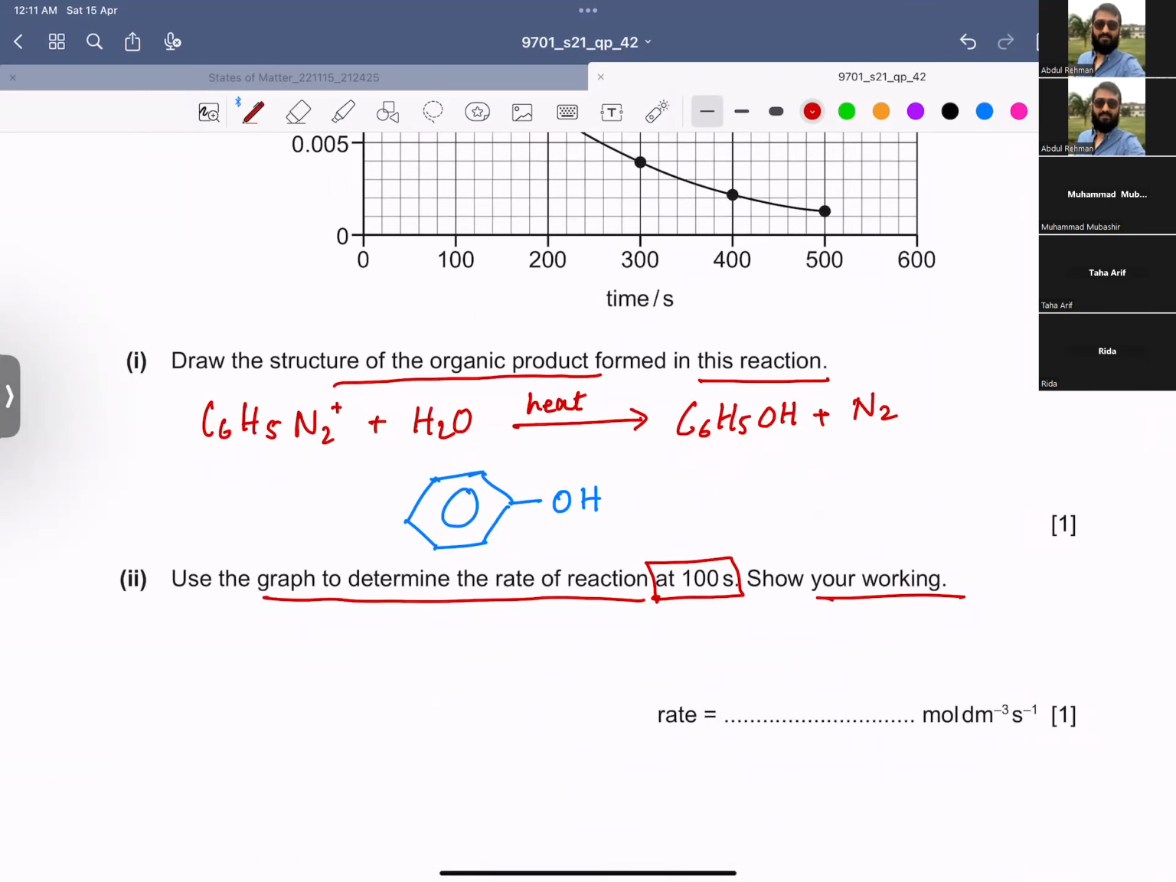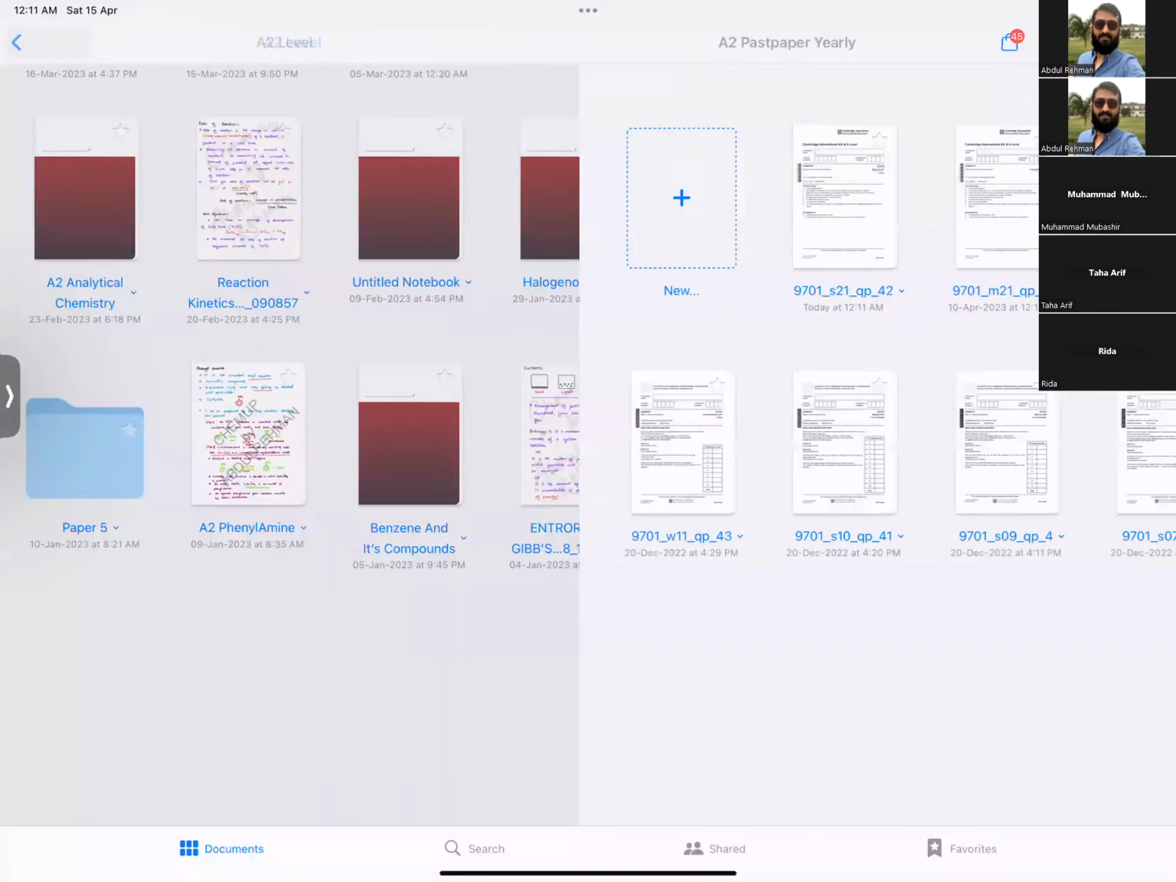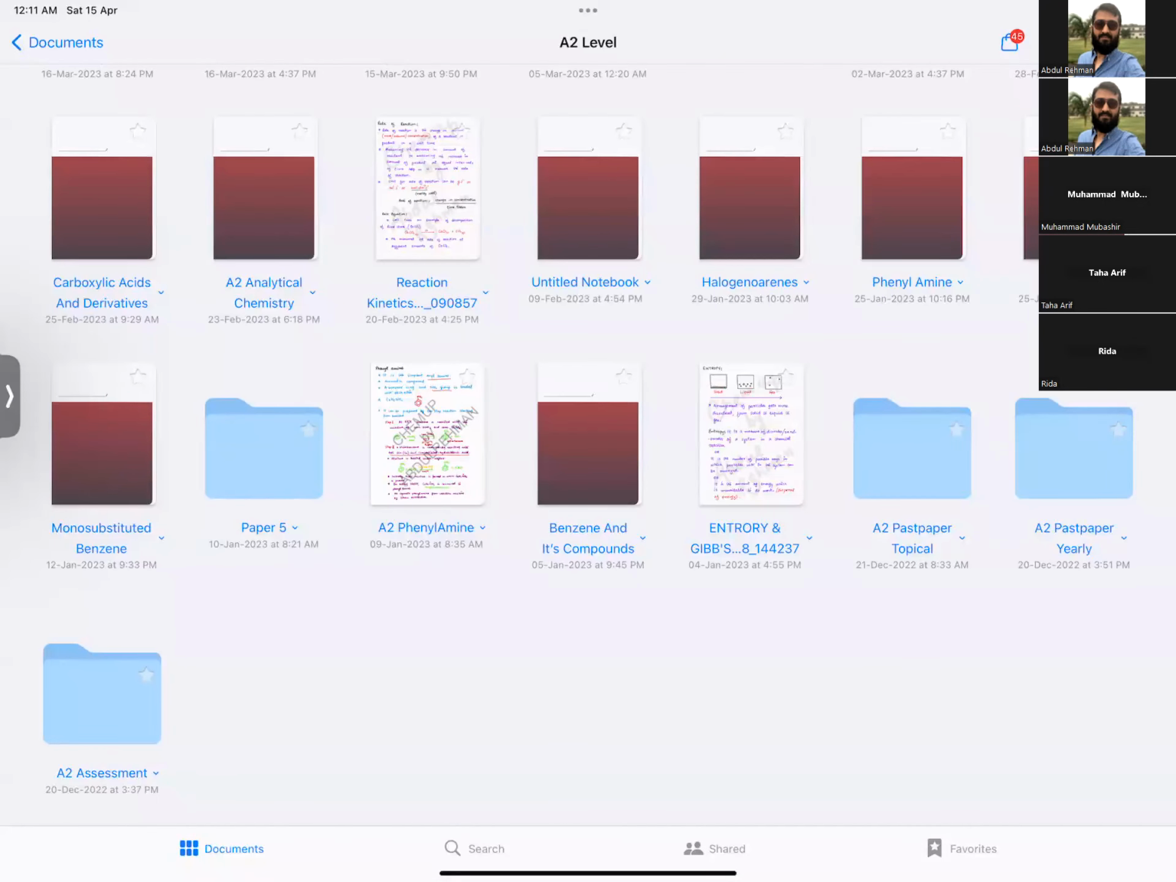You can find it in the subtopic of phenol, as well as in the reactions of phenylamine, both.